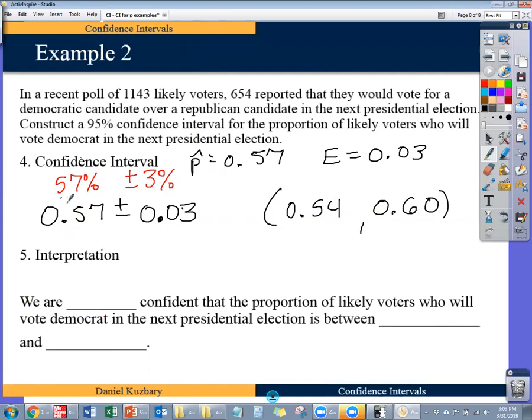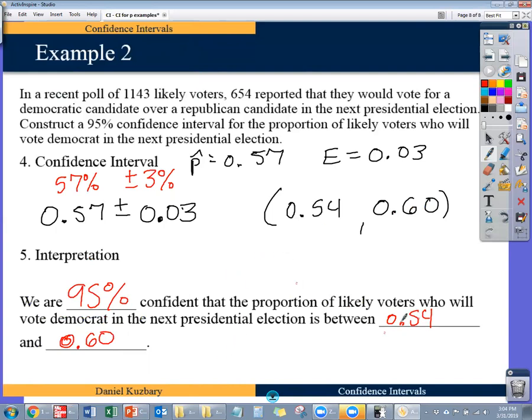So like I said, when you see polling data reported, or if you're doing it yourself, usually you report it like this. Like this was the answer in the poll, plus or minus 3%, which I got from the black letters. It's just these two things. But the way we could write our interpretation is that we are 95% confident that the proportion of likely voters who will vote Democrat in the next election is between 0.54 and 0.60, which are those two endpoints there.